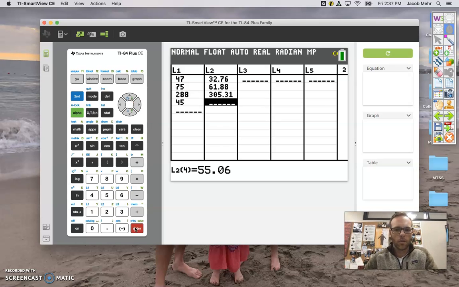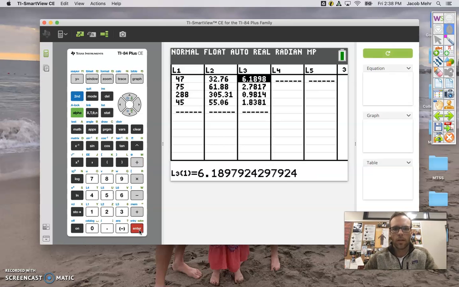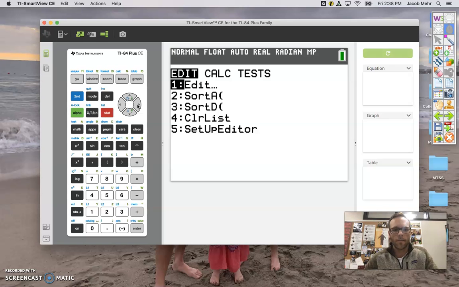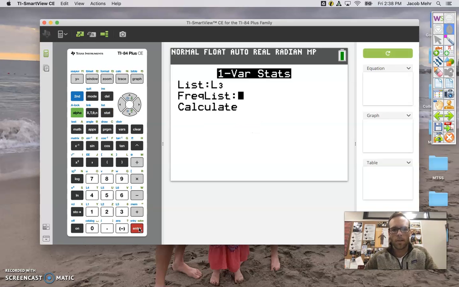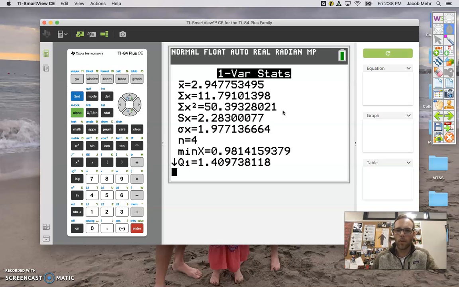All right, so I've got my list set up. I'm now going to arrow over to list 3. I want list 3 to be parenthesis, observed, list 1, minus, expected, list 2, squared, divided by the expected, which is list 2, enter. Okay, now notice that one's pretty big there. Kind of saw that one coming. These are quite a bit smaller. Hey, let's see what happens when we add them together. So I'm going to go stat, calculate one variable statistic. I still want list 3 from the last problem I did. And I find the sum to be 11.791.